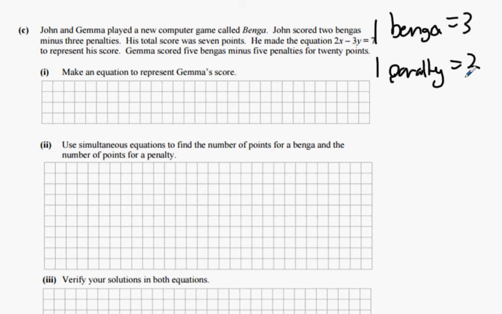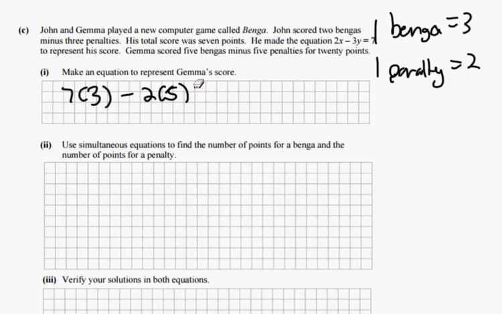Now, as an example, Aaron, if you scored 7 bengas, how many points do you get? 7 multiplied by 3. You gave away 5 penalties though. What do I need to do to adjust that score? Minus 2 by 5. Your 5 penalties multiplied by your 2 points per penalty. That's what he's doing here.